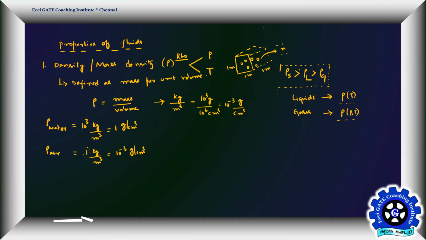So these kinds of fluids are called incompressible fluids. I'm just giving a term here. That means fluids whose density doesn't change with pressure are called incompressible fluids. Whereas fluids whose density changes are called compressible.